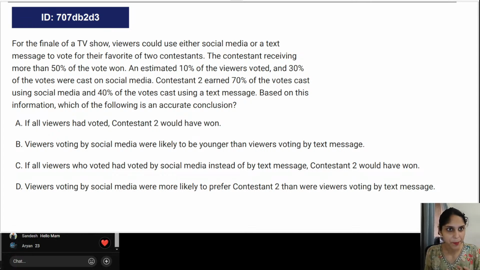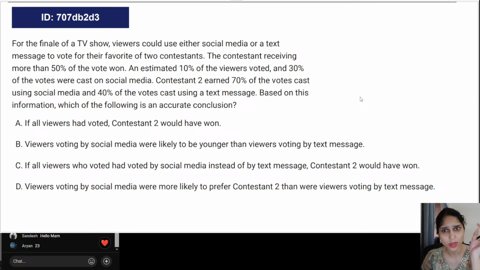I'm back. And let's start solving this problem. If anyone has, they can write the answer in the chat. I will anyways solve it. For the finale of a TV show, viewers could use either social media or a text message to vote for their favorite of two contestants.